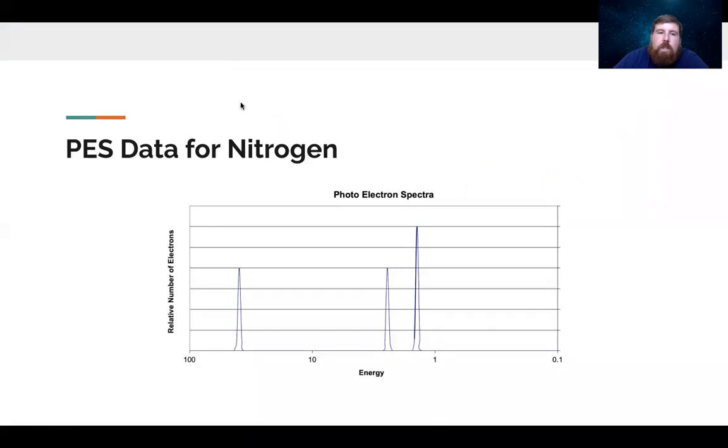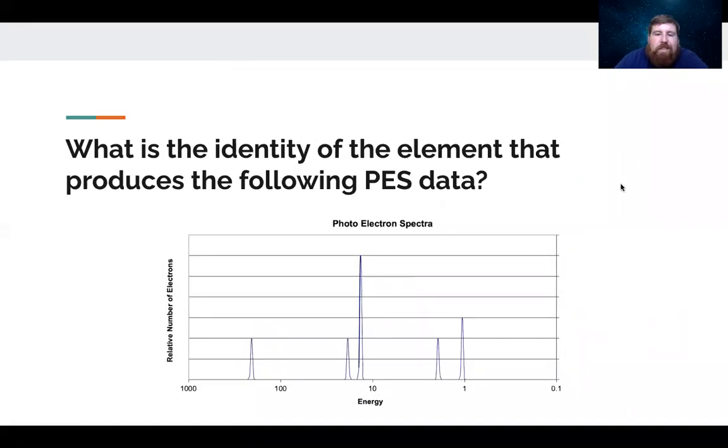What I want you to go ahead and do is try to identify what this last element is, and you are good to go.